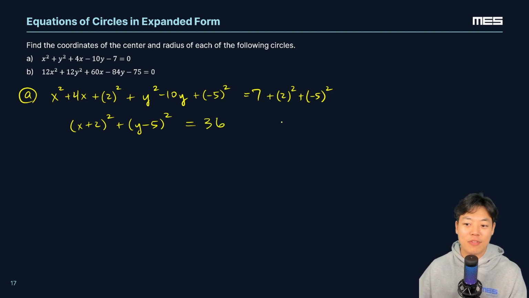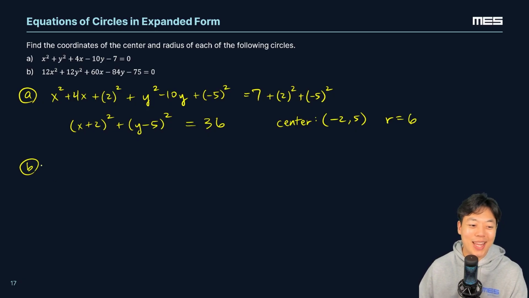So what's the center of this circle? Nice, -2, 5, and what's the radius? Remember, not 36. It's the square root of that constant on the right. Let's do one last problem together.